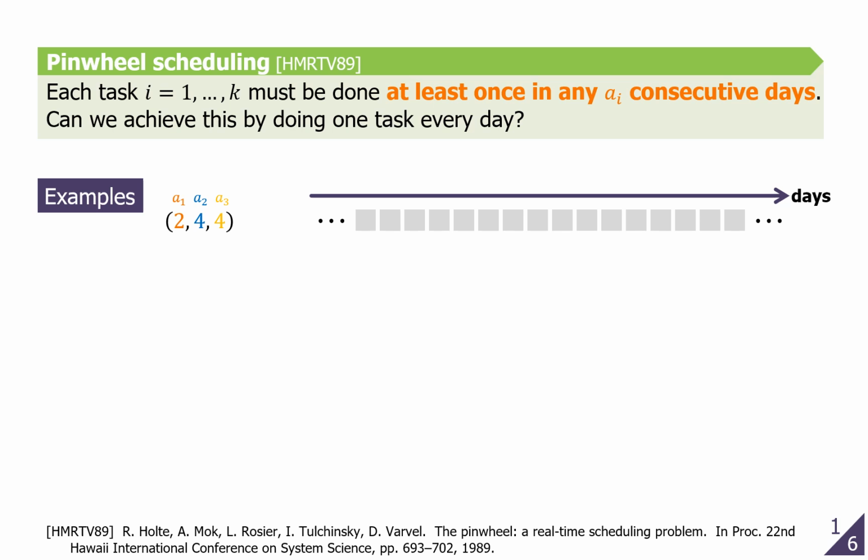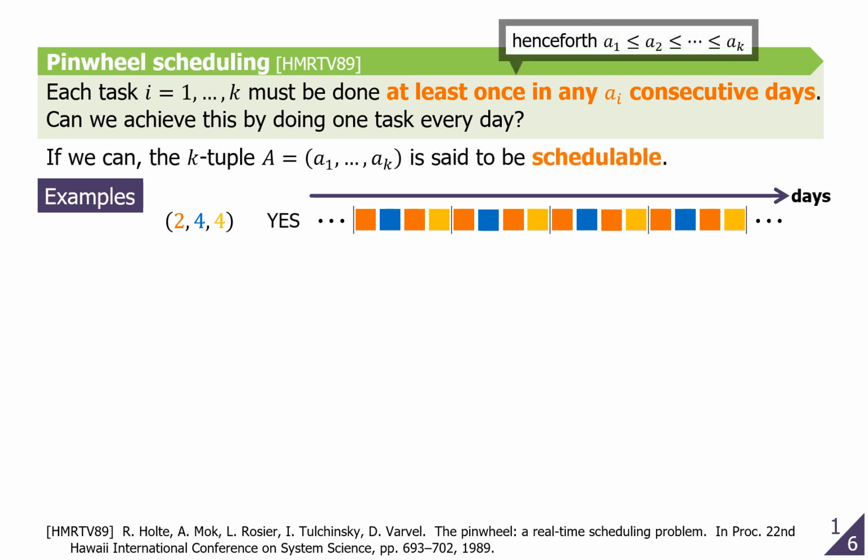In this case, we can satisfy all constraints by performing the red task every other day, and on the remaining days alternately performing the blue and yellow, thus repeating this 4-day sequence. So we say that the instance 244 is schedulable. What about 234? That's obviously unschedulable because we must perform the red task at least half of the time, the blue task 1/3 of the time, and the yellow 1/4 of the time, and the sum exceeds 1. The total workload is simply too large.